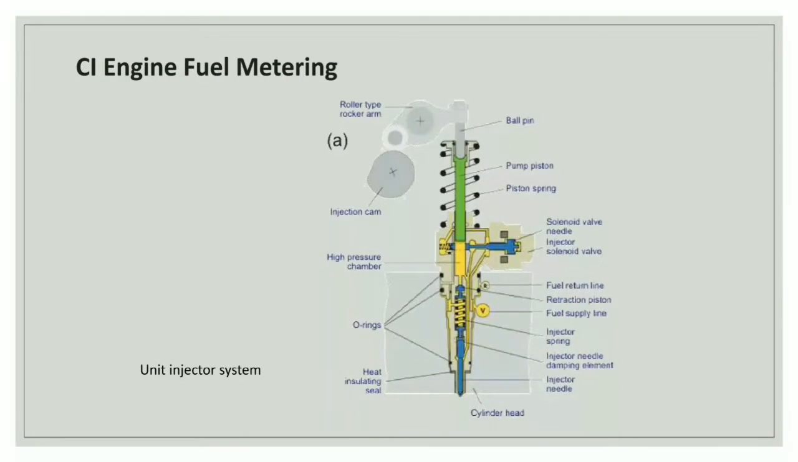This is a schematic of the unit injector system, where you can see the roller type rocker arm, ball pin, pump piston, piston spring, injection cam, high pressure chamber, O-rings, heat insulating seal, cylinder head, solenoid valve, needle injector, fuel return line, retraction piston, fuel supply line, injector spring, injector needle damping element, and injector needle. So this is the figure of the unit injector system.